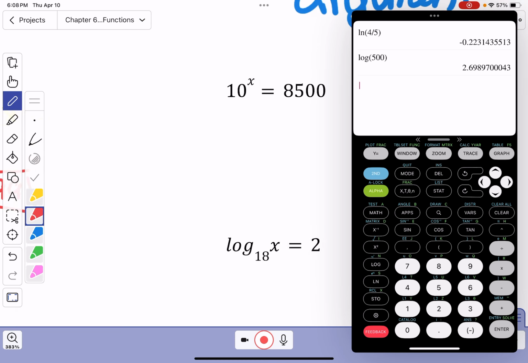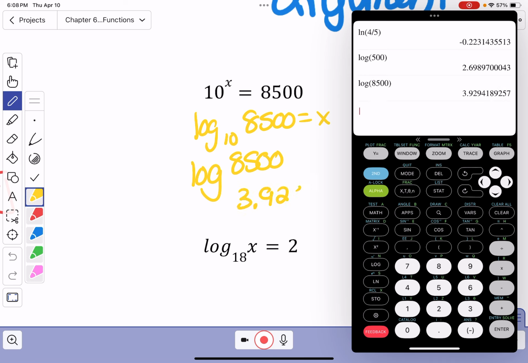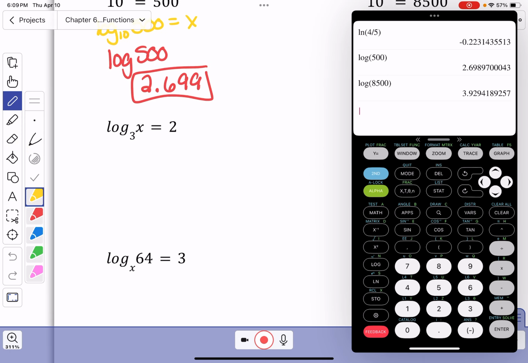So if I do this one, log base 10 of 8,500 equals x. Log base 10 tells us the calculator, so we don't have to write the 10. I can just type that right in my calculator, and I get 3.929. All right, so when x is the exponent, you're just going to be able to type stuff in your calculator.